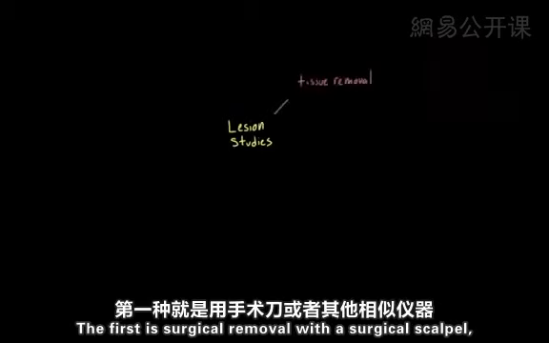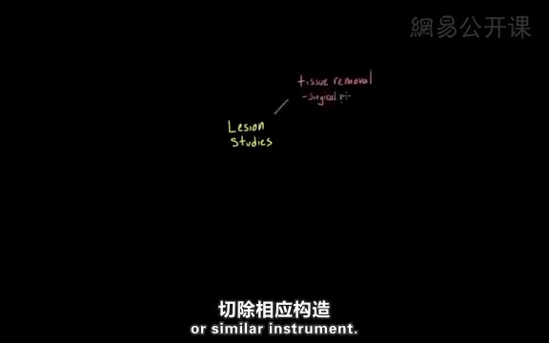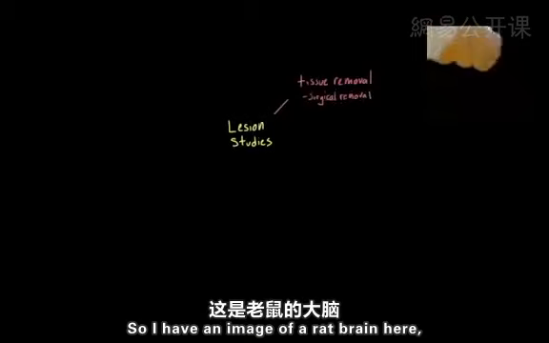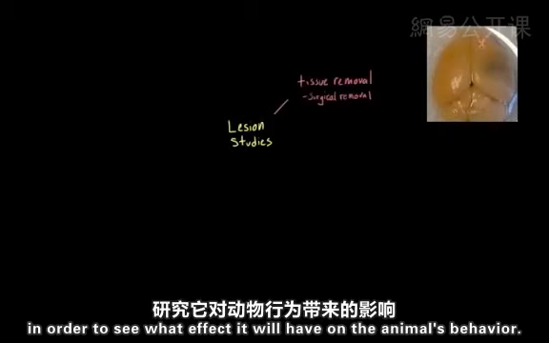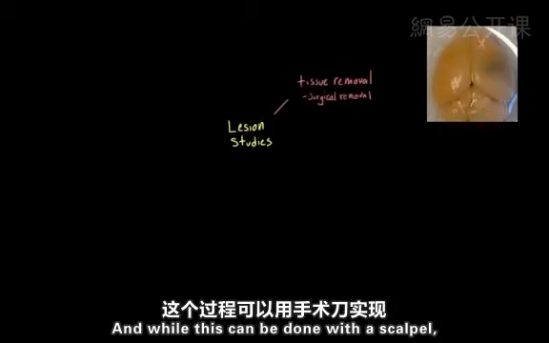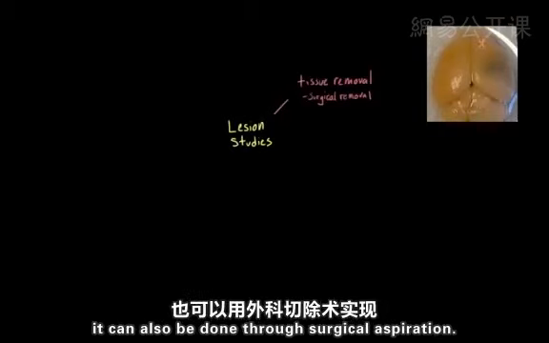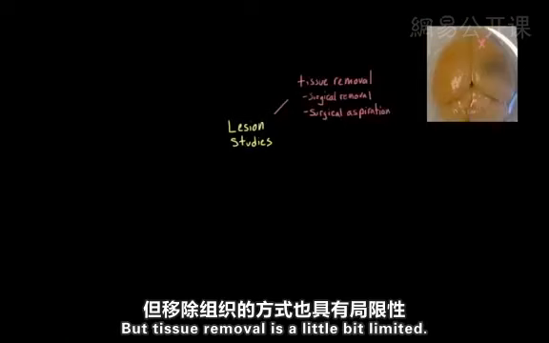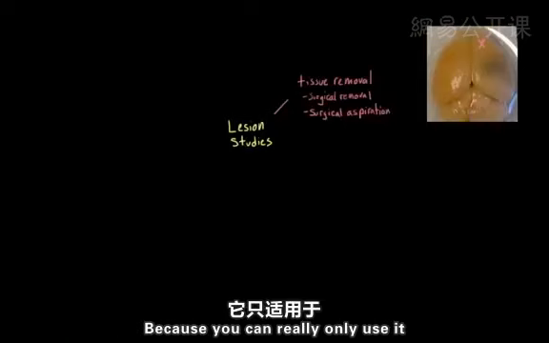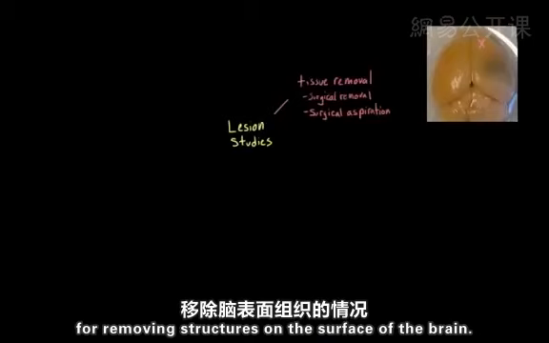The first is surgical removal with a surgical scalpel or similar instrument. So I have an image of a rat brain here, and scientists might remove this area in order to see what effect it will have on the animal's behavior. And while this can be done with a scalpel, it can also be done through surgical aspiration, and this involves literally sucking out brain tissue. But tissue removal is a little bit limited, because you can really only use it for removing structures on the surface of the brain.